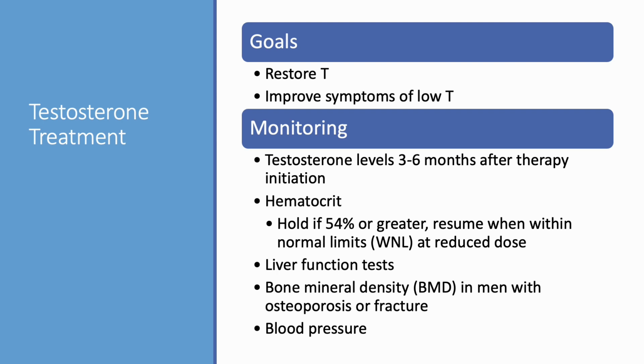So for treatment of low testosterone, the goal is to restore normal levels of T and also improve their symptoms of low testosterone. Some monitoring when we have a patient on treatment is going to include obtaining testosterone levels 3 to 6 months after starting therapy, hematocrit and hemoglobin levels through a CBC, liver function test through a CMP, bone mineral density, especially in men who have a history of osteoporosis or fracture, and then also blood pressure. And this is related to hypertension that may occur with testosterone replacement.